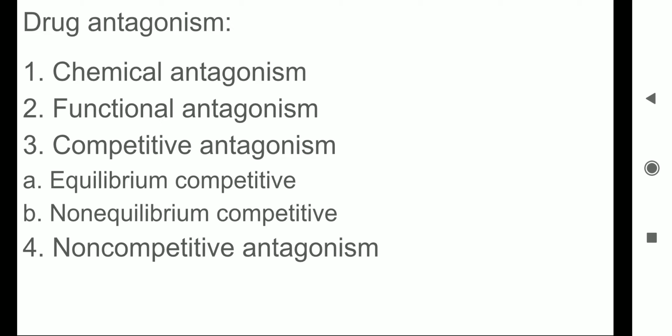So how does this antagonism occur? There are different types by which drugs antagonize a certain physiological function. They are divided into different types, that is chemical antagonism, functional antagonism, or competitive antagonism. Competitive antagonism itself is divided into equilibrium and non-equilibrium competitive, and the last one is non-competitive antagonism. So let's see one by one what are chemical antagonism and so on.